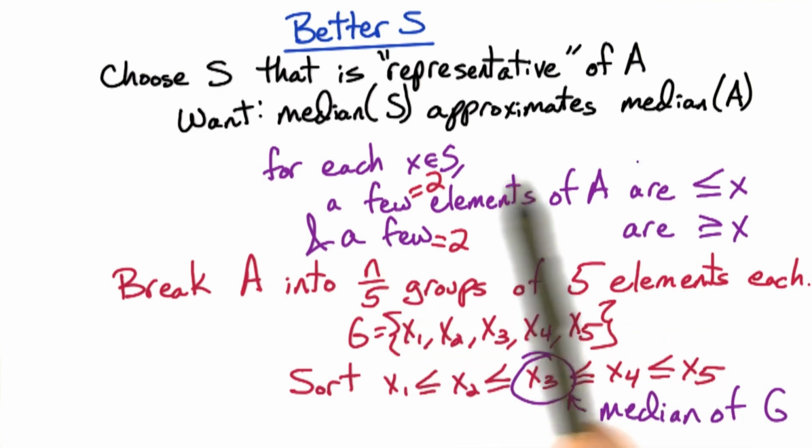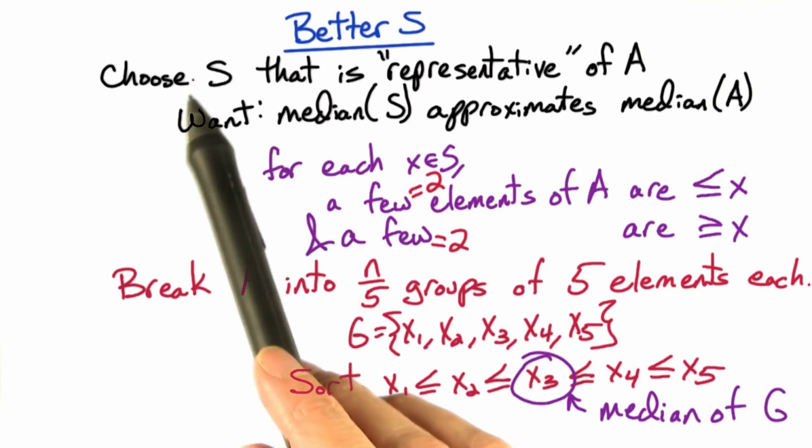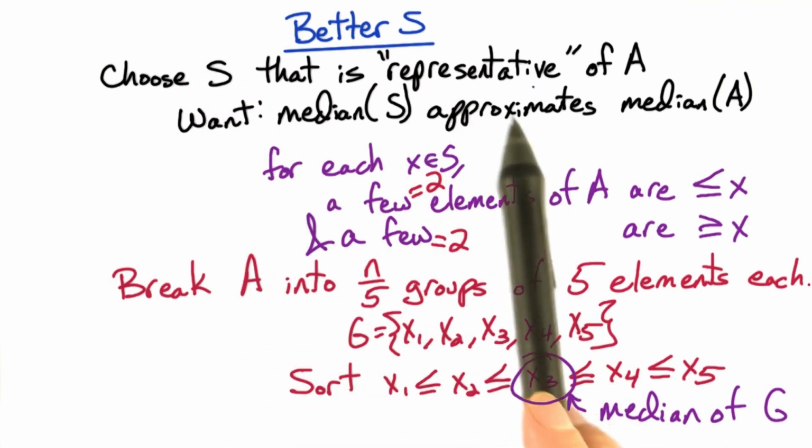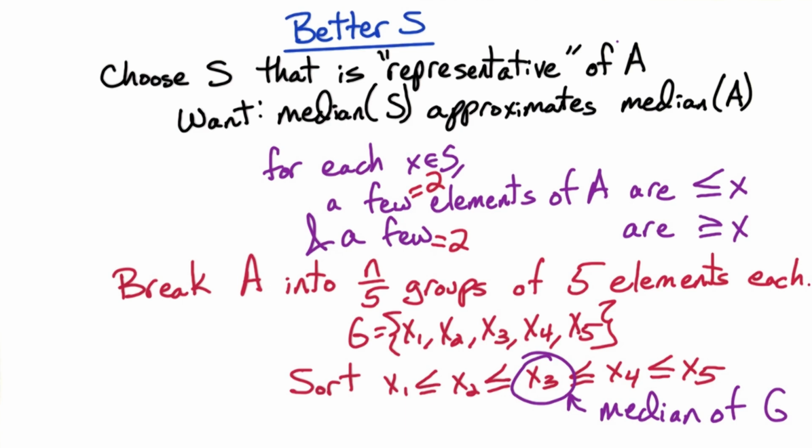So they each have this desired property. And this subset S is going to be a good representative sample of this entire array A. And that's it. Now we have the whole idea for finding a good pivot. We take this array A, we break it into n over 5 groups of 5 elements each.